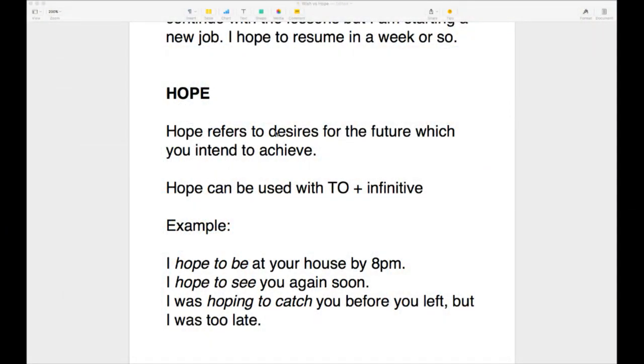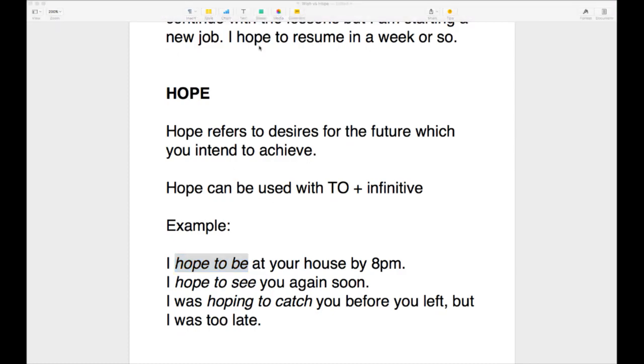So hope refers to desires for the future which you intend to achieve. Hope can be used with to plus the infinitive. For example, I hope to be at your house by 8 p.m. So I have the desire to be and I intend to be. It is possible and it's my intention to be at your house at 8 p.m.